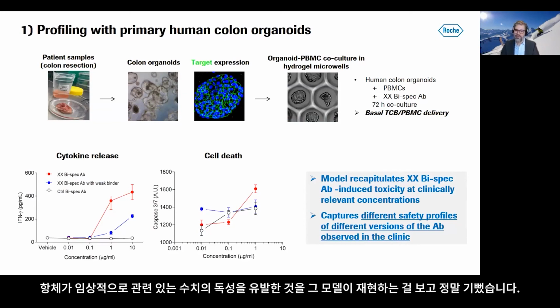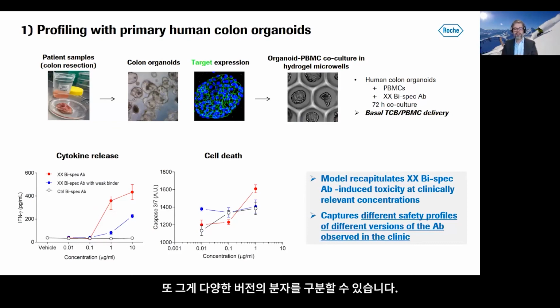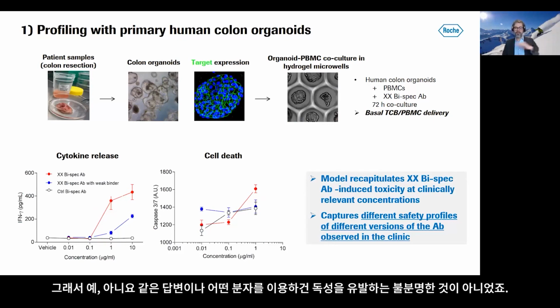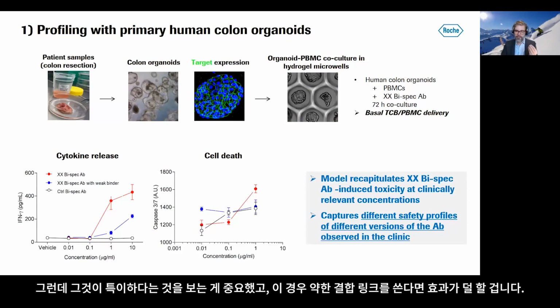So it was really nice to see that the model recapitulates the antibody-induced toxicity at clinically relevant concentrations, and it also could differentiate different versions of the molecule. So it was not a yes-no answer or something that would be causing toxicity no matter what molecule you're using, but it was really important to see it's specific, and if we're using a weak binder, like in this case, we would see less effects.